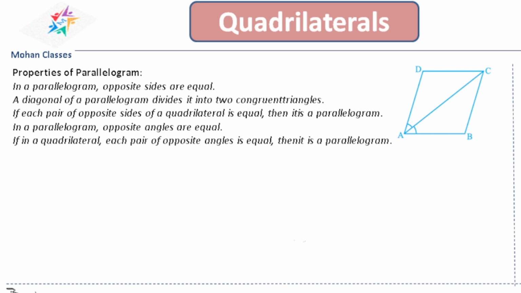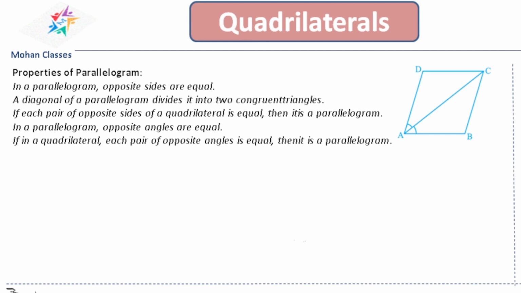So, in a parallelogram, opposite sides are equal. Already you would have studied in your previous classes. Opposite sides are equal and the opposite angles are equal. Diagonal of a parallelogram divides it into 2 congruent triangles. If each pair of opposite sides of a quadrilateral is equal, then it is a parallelogram. So these are all the things you would have studied in your previous class. The same properties of a parallelogram will never change. It will be the one and the same only.